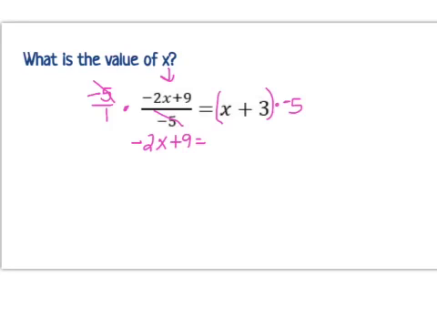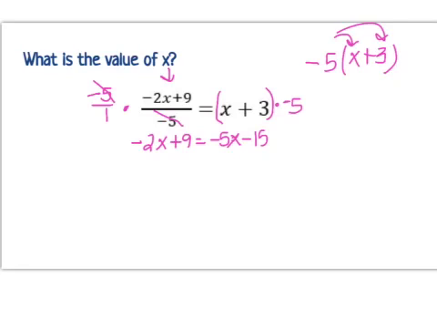So if it helps, if you need to rewrite it, it really looks like this. -5 is being multiplied by x plus 3, the whole thing. So I need to distribute -5 times x, which is -5x, and -5 times a positive 3 is going to be a negative, or a -15. Now from here, I have 2 variables on both sides and 2 constants.